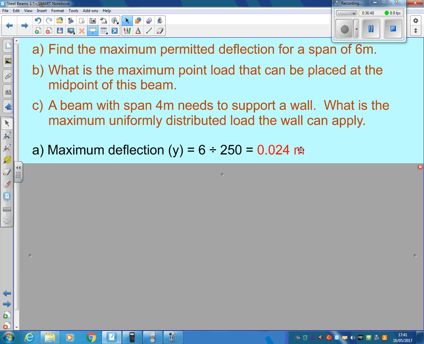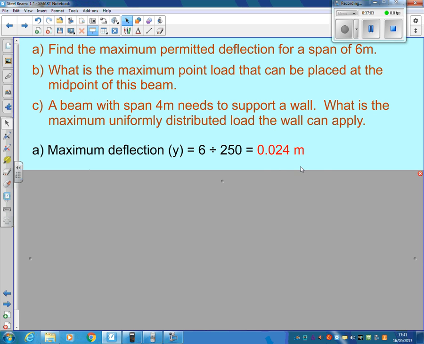0.024. That's the maximum deflection. So it's like 2.4 centimeters. We're not allowed to have much of a deflection at all. Okay, next one. What is the maximum point load that can be placed at the midpoint of this beam?